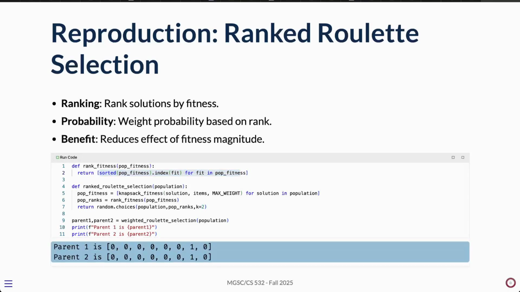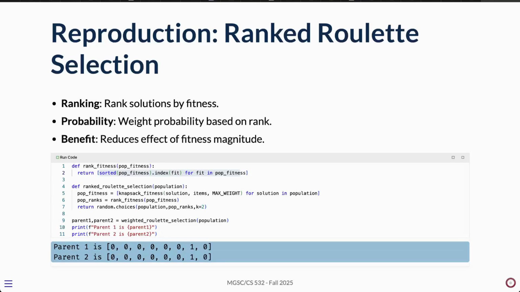So, let's run that. This method reduces the effect of fitness magnitude differences. So if one solution has a fitness of 1,000 and another has a fitness of 999, the weighted selection would treat them as very similar. But if one has a fitness of 1,000 and another has a fitness of 10, the weighted selection method that we used before might give the first solution 100 times more selection probability. But in ranked roulette selection, both scenarios are more evenly considered. So it only cares about that relative ordering, not the absolute differences.